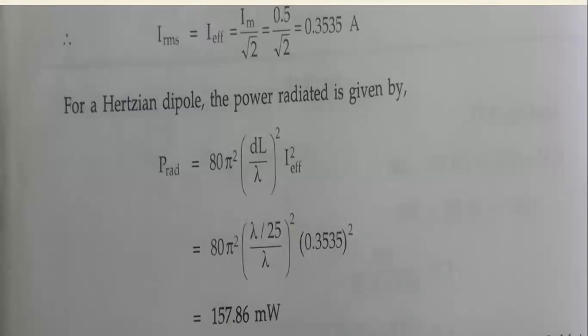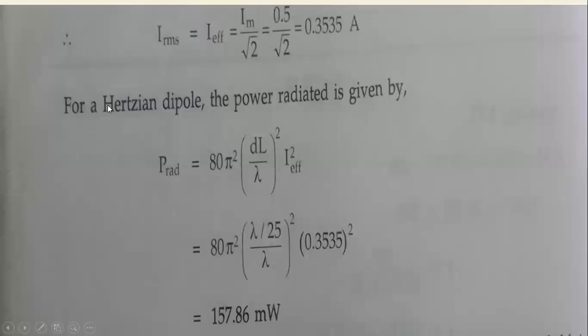For the further case, we need to get the answer for IRMS. IRMS is the effective current, that is I effective, which we can calculate as Im by root 2. Im we have already calculated as 0.5, divided by root 2. In this way you can get the IRMS value. So 0.3535 ampere will be your IRMS.